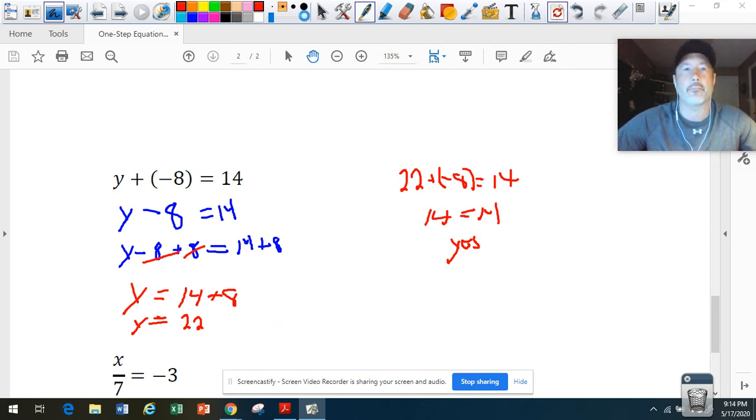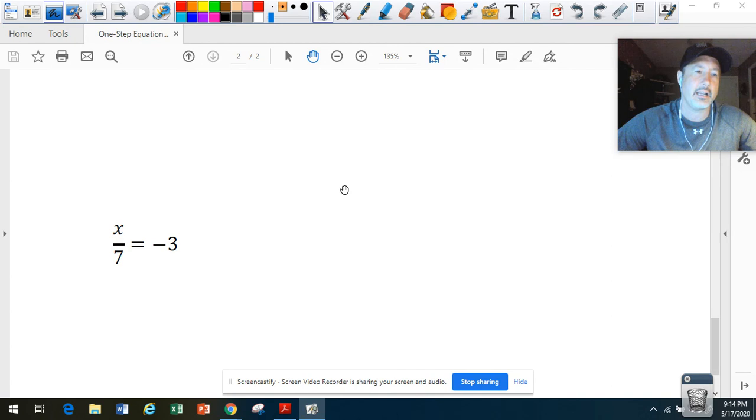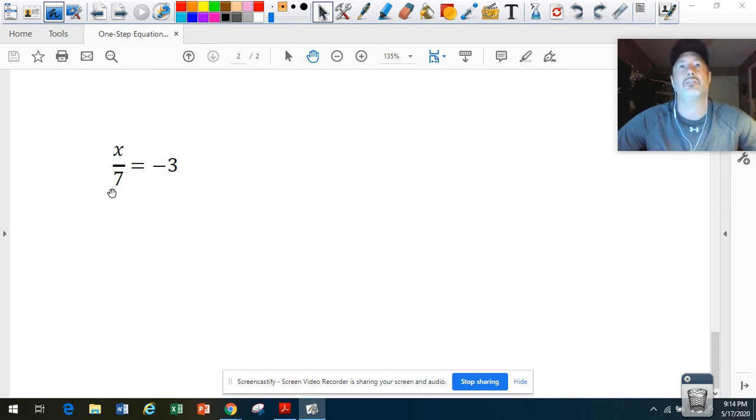Okay, last one here. Let's analyze this one here. It says x over 7. This means x divided by 7. What's the opposite of division? Multiplication. So I'm going to multiply both sides by positive 7. Remember, you're going to multiply both sides by positive 7. You're not going to multiply on one side and divide on the other side. You must do the exact same thing.